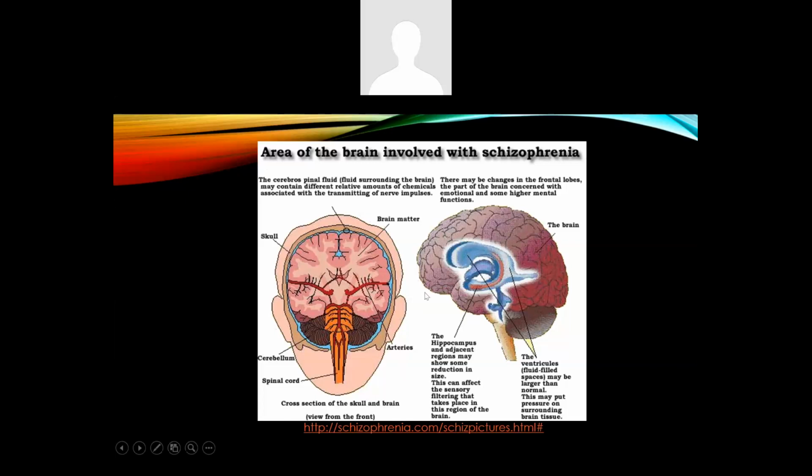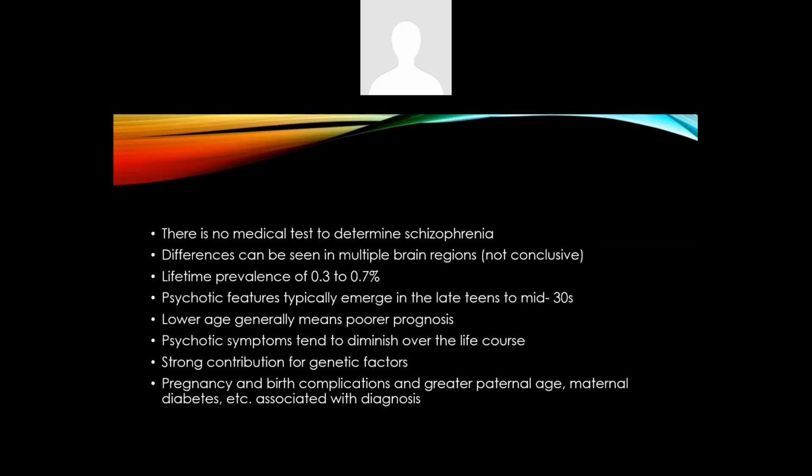That can put some pressure on brain tissue. So there are actual brain changes that we can see if someone goes in and does some scans. These are not conclusive though, so there's no definitive medical test, even though sometimes we can see differences in those brain regions in scans. Lifetime prevalence is 0.3 to 0.7 percent. Those psychotic features will often emerge sometime between the late teens and mid-30s. That lower age is going to mean a poorer prognosis. So the earlier in life this happens, the more severe it often is.